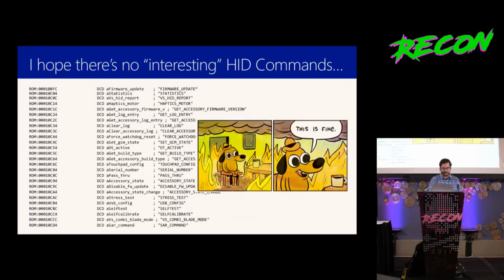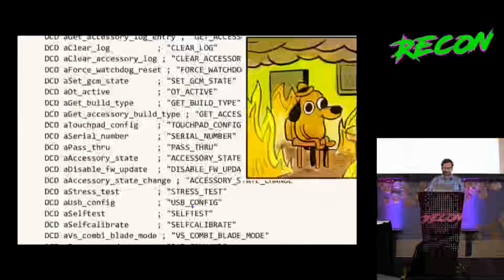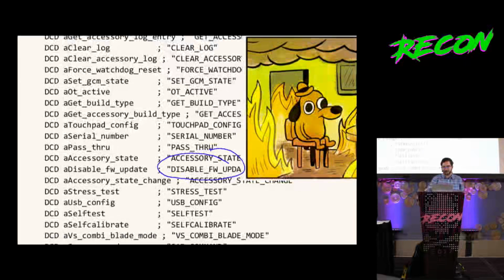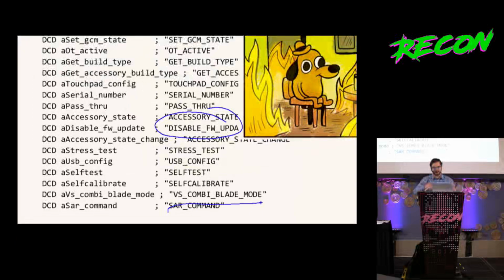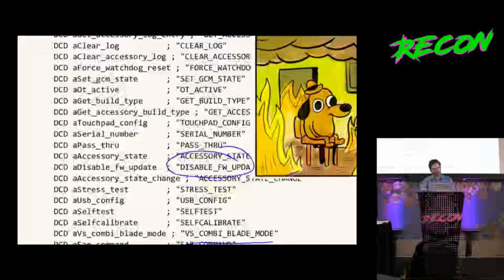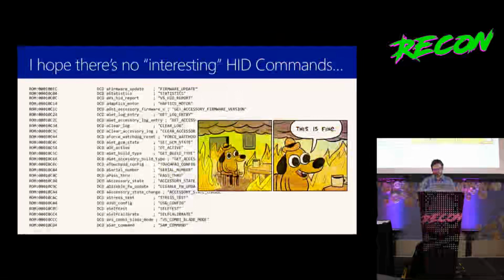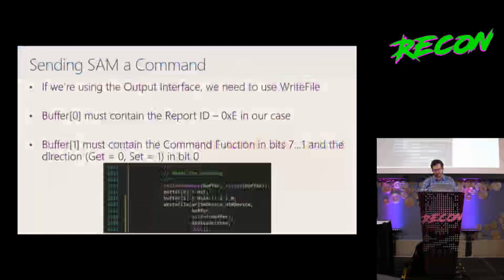And then there are other commands, including one which I thought was funny, which is disable firmware update. So I was like, well, I hope someone calls that pretty early. And there's stress test, USB config, self-test, VS combi blade mode, which makes your Surface turn into a transformer. This was really fun to look at. So I'm like, okay, man, let's see what all these commands do. Let's learn and see how they work.